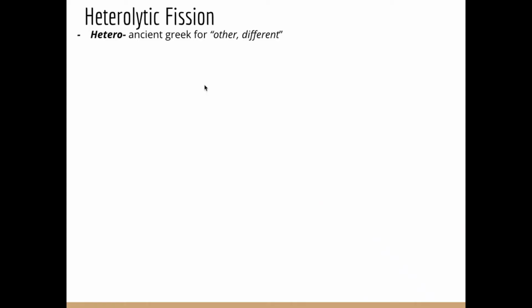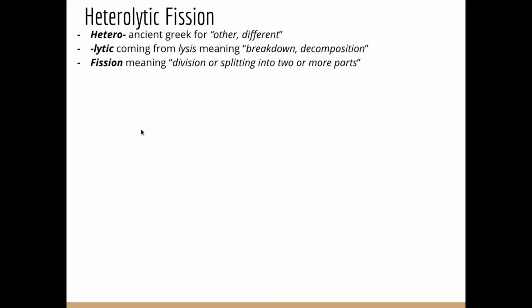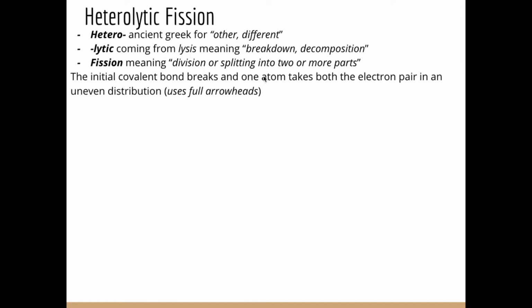Heterolytic fission, they get a different amount of electrons. So in fact, one atom gets both the electron pair, the other atom gets none. Like I said, this is the much more common reaction mechanism that we observe when we see organic reactions. So hetero, ancient Greek for other, lytic, again meaning lysis, and then fission, again meaning division. So the initial covalent bond breaks and one atom takes both the electron pair in an uneven distribution.